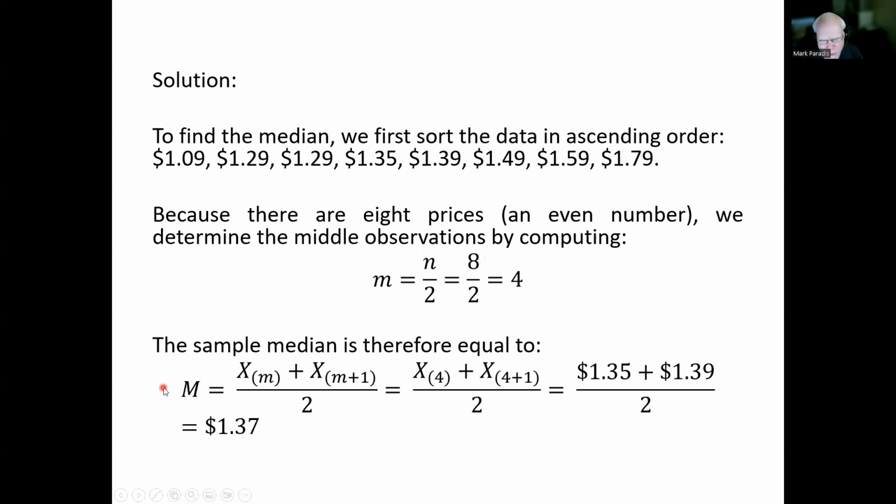So then we take the 4th observation and we take the 5th observation. Here we've got the prices listed in order from smallest to largest. So we take the 4th and the 5th: $1.35, $1.39, and we find the average of these two. $1.35 plus $1.39 divided by 2 is equal to $1.37. So the median here is the average of the 4th and the 5th observation.